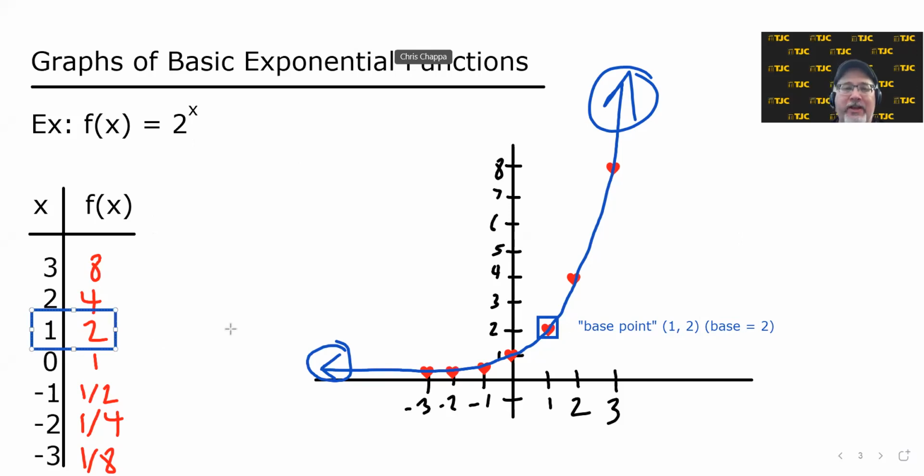And the reason I call it the base point is because if we had this graph and didn't know the function, but knew it was exponential based on its shape, then we can look at the base point and say, hey, this exponential function's base is 2.